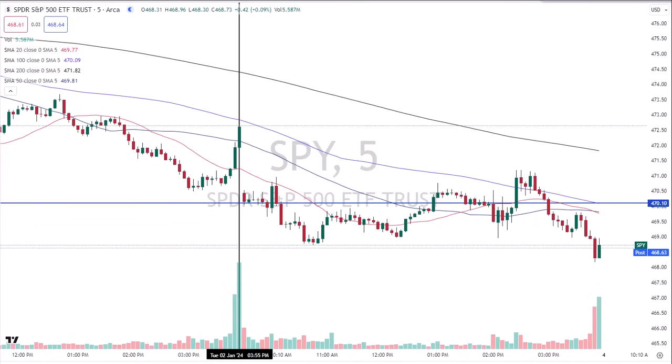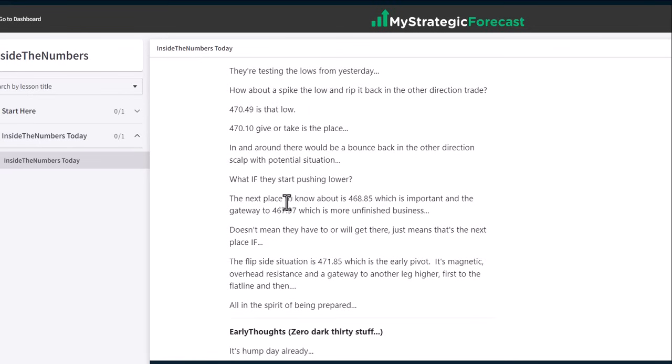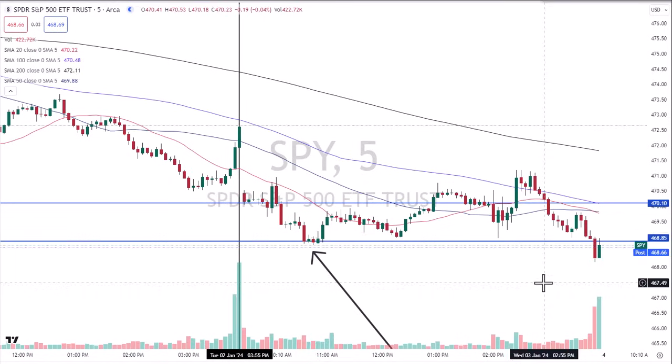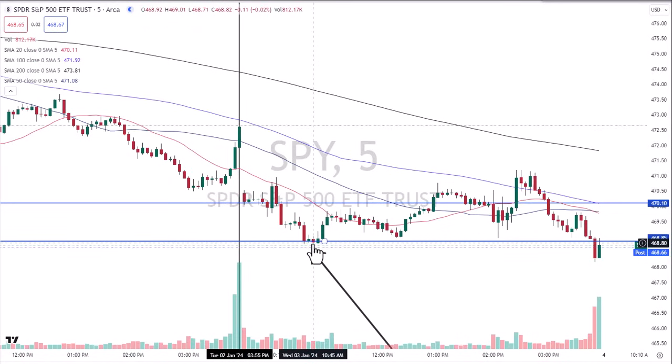Stay tuned. There's more. If you look down here a little bit more in the notes, you see the next place to know about is 468.85, which is important and the gateway to another lower price. But what we do know is important numbers, generally speaking, have a couple of functions. They act as support or resistance, which means the market stops going in the direction they were going. They're either going to retreat back from what they came, or they're going to eat some time off the clock and go to another destination. 468.85 was the next place down, which also represented the morning low.